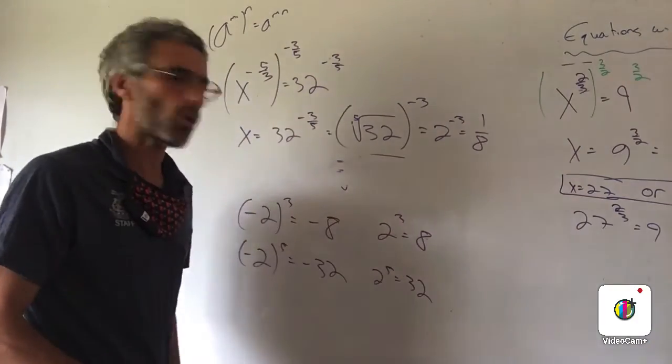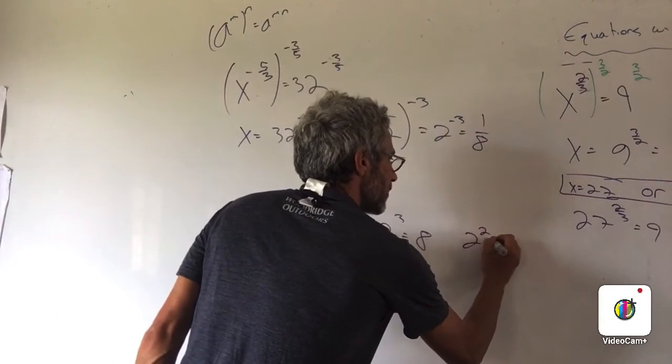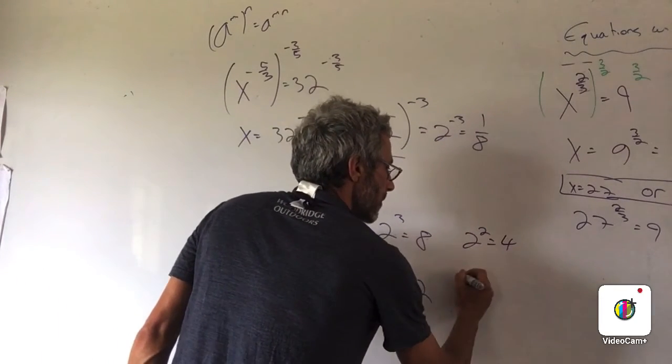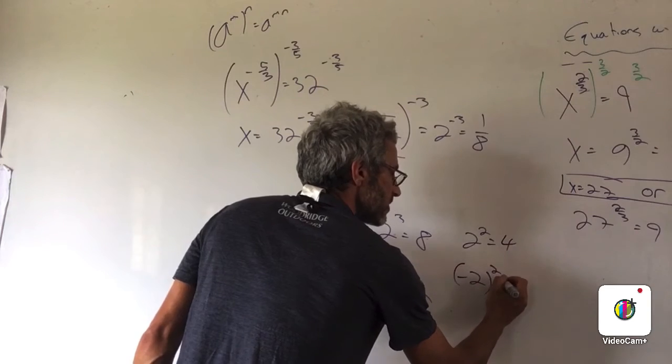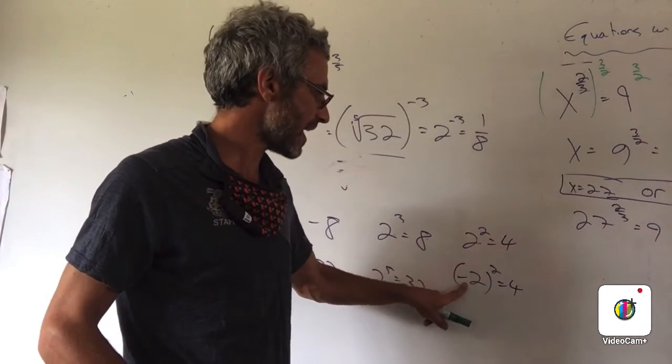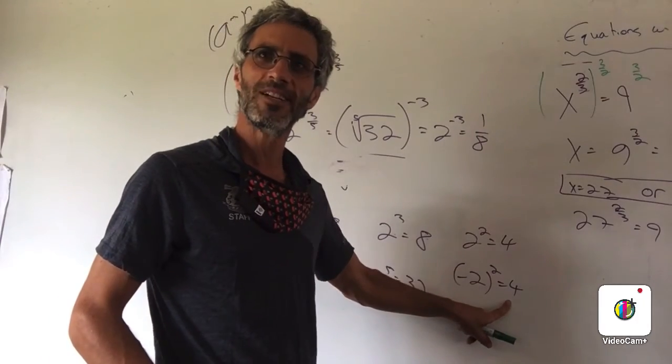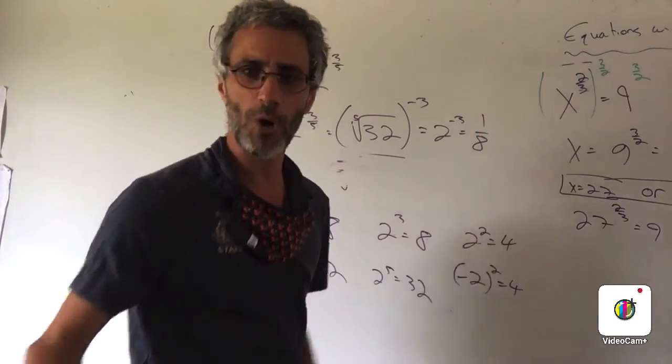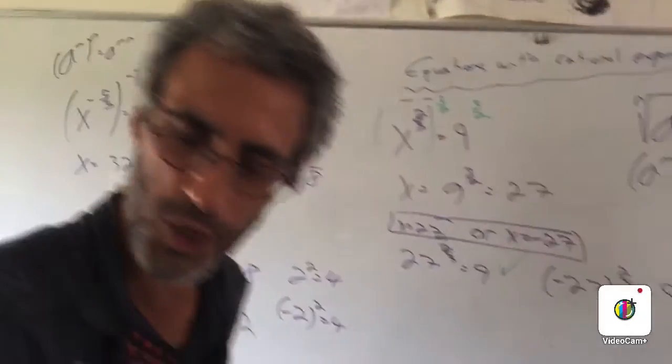What about squares? 2 squared is 4. Minus 2 squared is 4 as well. So an even power takes a negative number and gives you a positive. It takes a positive and gives you a positive.